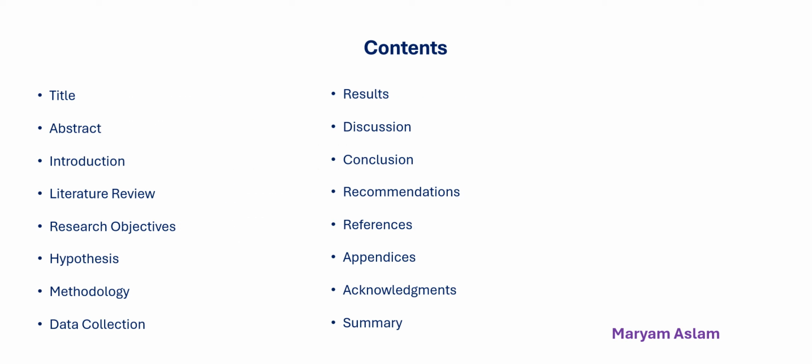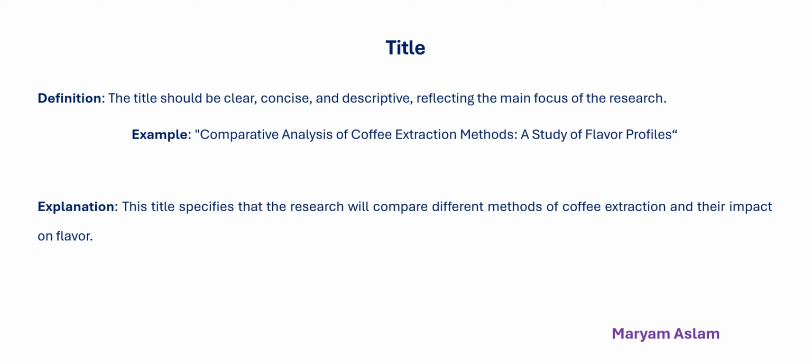Contents: Title, Abstract, Introduction, Literature Review, Research Objectives, Hypothesis, Methodology, Data Collection, Results, Discussion, Conclusion, Recommendations, References, Appendices, Acknowledgements, and Summary. Title. The title should be clear, concise, and descriptive, reflecting the main focus of the research.